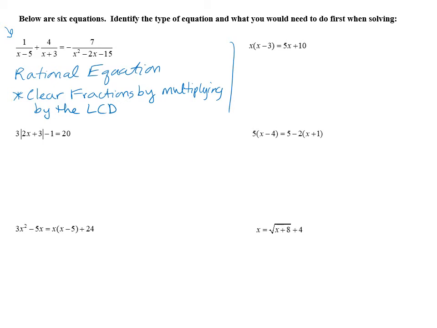So initially, when we look at this, there's no fractions, no absolute value, no square roots, so nothing unusual. So then we think, is it linear or is it quadratic? To determine whether it's linear or quadratic, we have to look at the exponents involved with the variables.